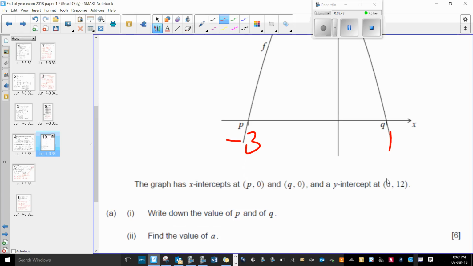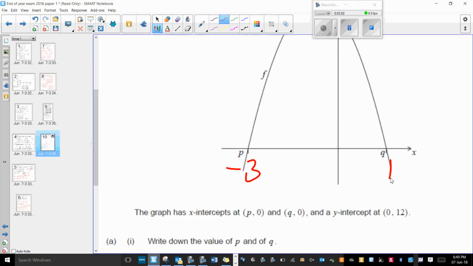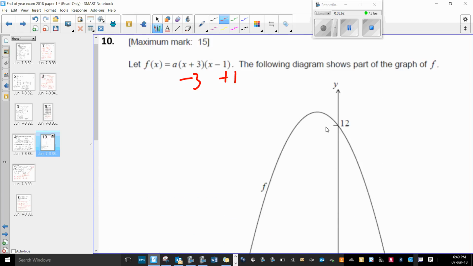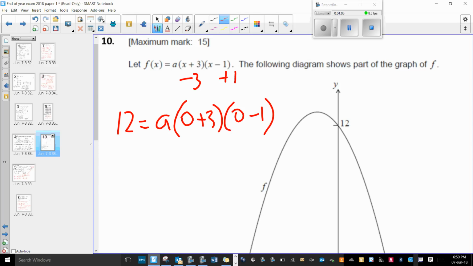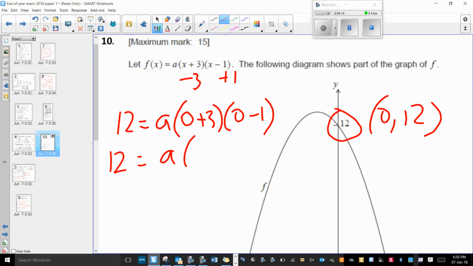Find the value of A. Well, we know it goes through this point here. We know that 12 is equal to A, lots of 0 plus 3 and 0 minus 1, because this is the coordinate 0, 12. So when x is 0, y is 12. So 12 is equal to A multiplied by -3. So A is -4. We know it's negative because it's upside down.